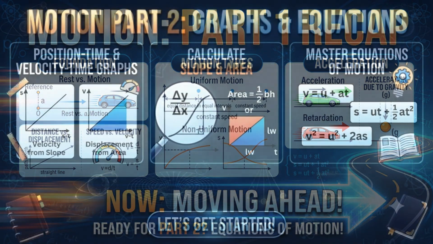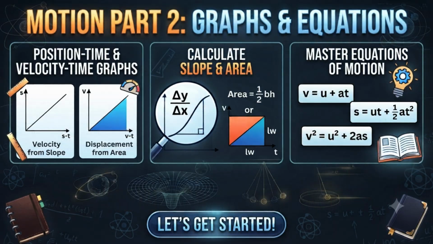Now it's time to move one step ahead. In part 2, we'll learn how scientists represent motion using graphs. We'll understand position time graphs and velocity time graphs, learn how to calculate velocity and acceleration using the slope of a graph, find displacement from the area under a velocity time graph, and finally master the equations of motion, which are among the most important concepts for school exams, numericals, and future physics chapters.